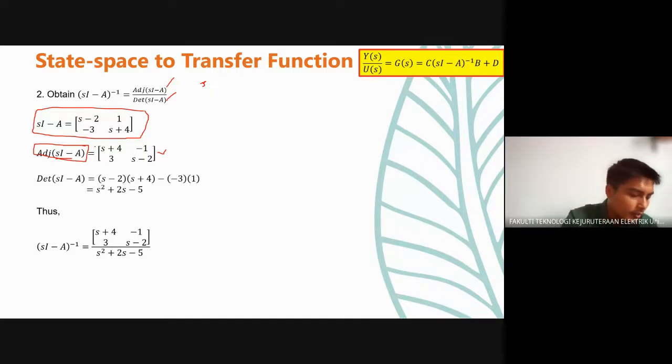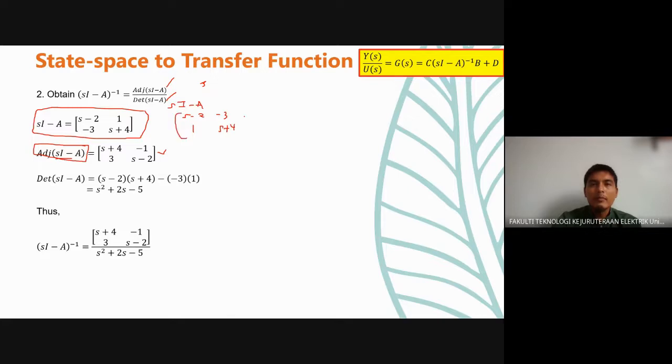Okay, so we need to use the Triti. So let's say if you have sI minus A, and then you need to transpose it, so it becomes s minus 2, 1, negative 3, s plus 4. You transpose them, and then after that you need to close.